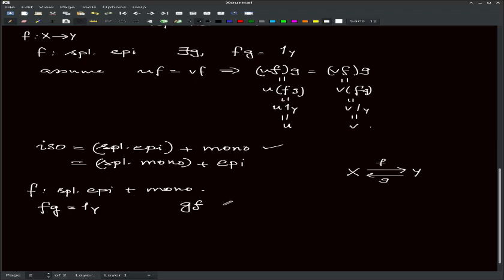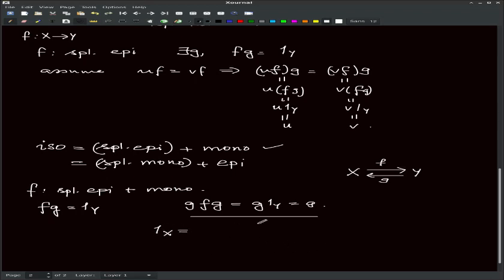Now GF, okay, so let's try FG, and let me try something like this. So this is equal to G1Y, which is G. Okay, now that doesn't work. I want an H such that HF is 1X. So that's the problem. So this doesn't work. So I'll have to try and figure out 1X.